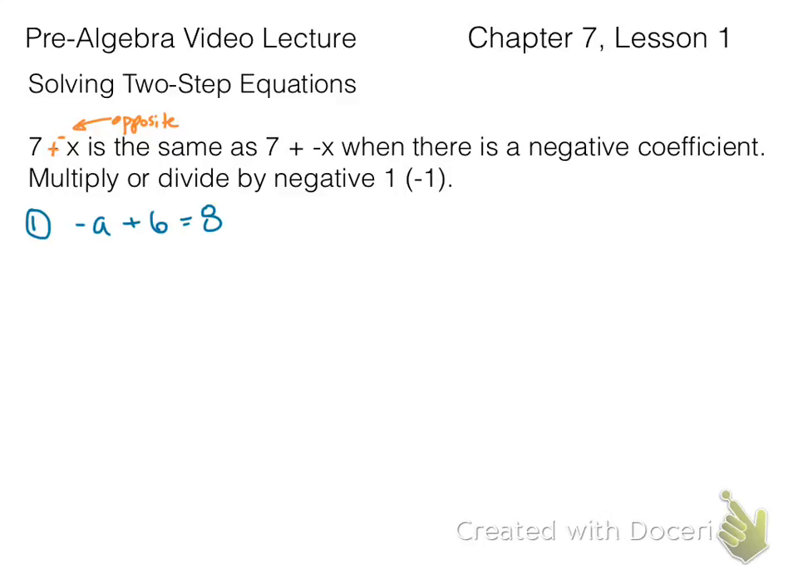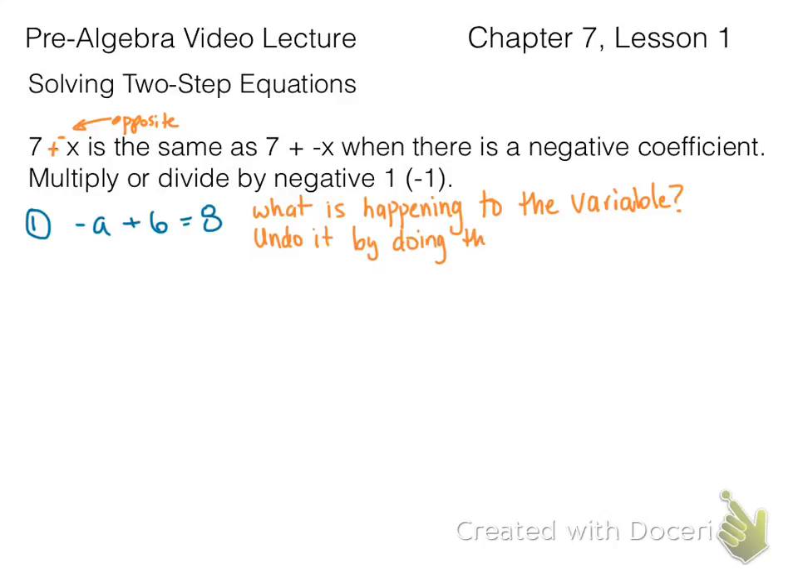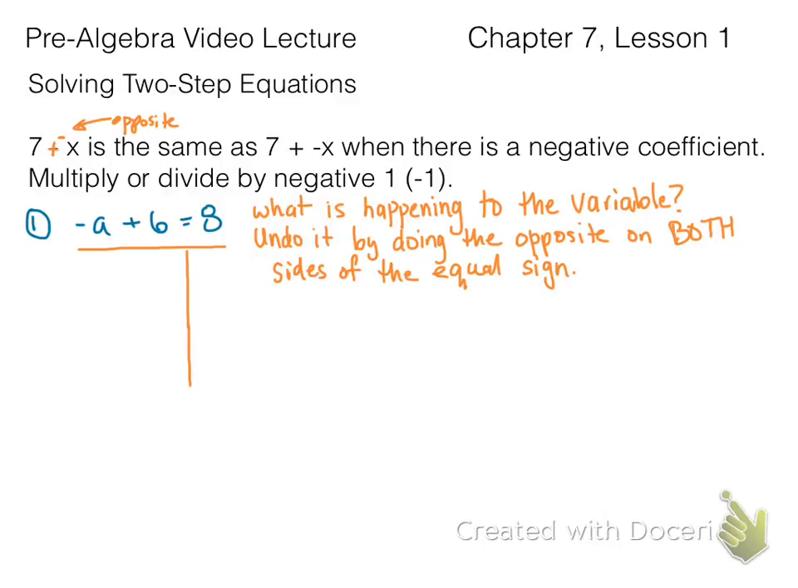So we have next problem is negative a plus 6 equals 8. So, what is happening to the variable? Well, we're going to undo it by doing the opposite on both sides of the equal sign. That play button was supposed to keep going all the way through that, and it didn't. Anyway. All right, so what's the opposite of adding 6? Now you can be like, Miss DH, what about that negative? Well, that negative on the a is actually being multiplied by a, because you can write negative a as negative 1 times a. All right?